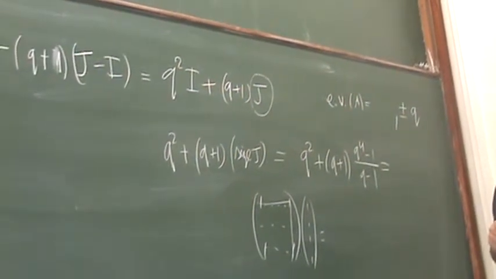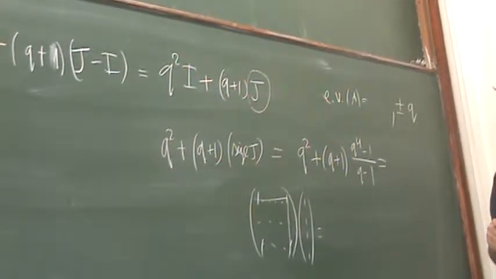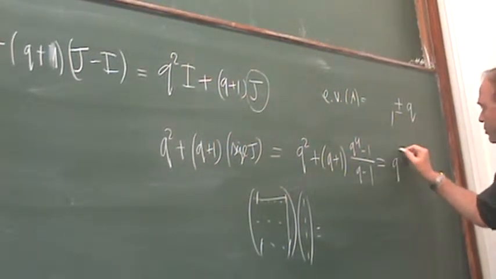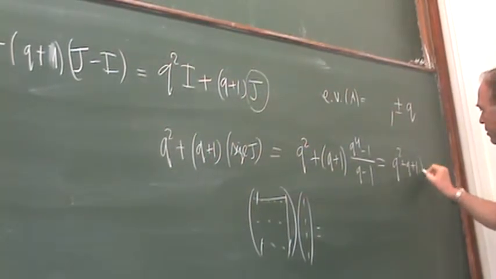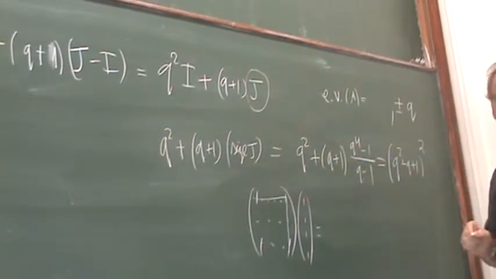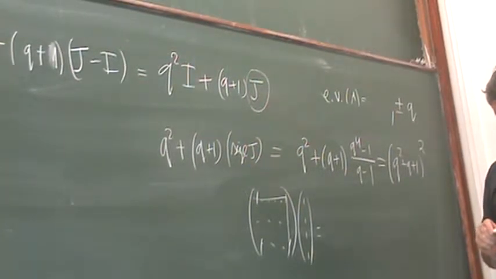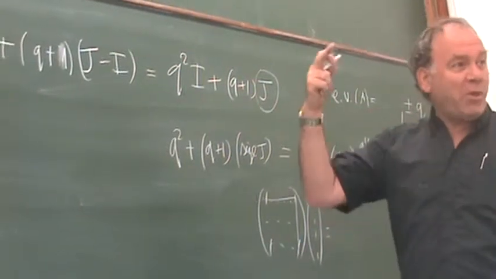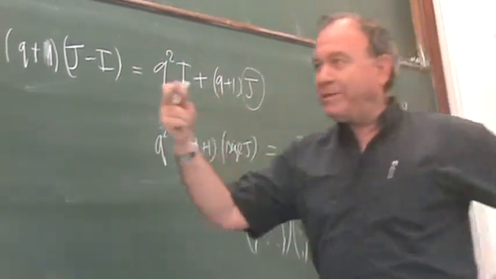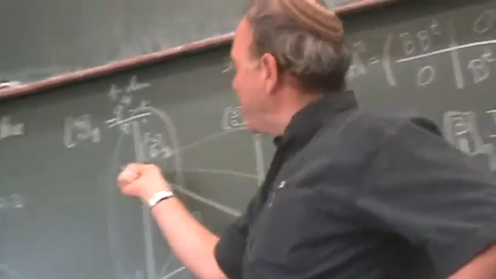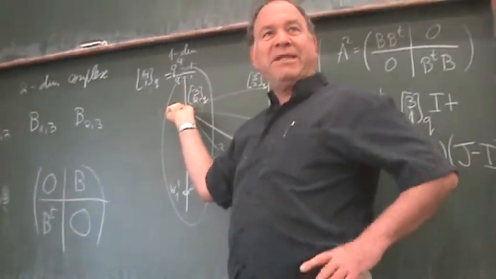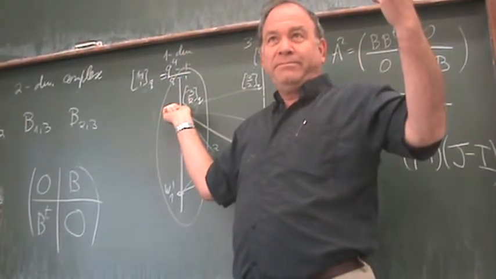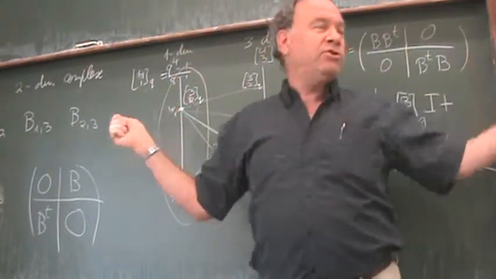What is the outcome? What should be the result? Don't compute. You should know. It's q squared plus q plus 1, squared. Because this should be an eigenvalue not of A, but of A squared. As an eigenvalue of A, I'm going to get the degree, but as an eigenvalue of A squared, I'm going to get the degree squared. Right? So this should be checked.